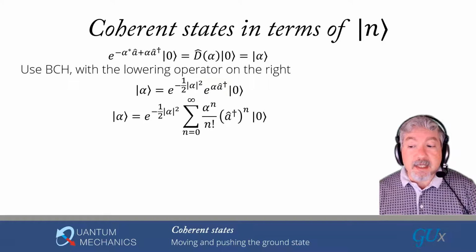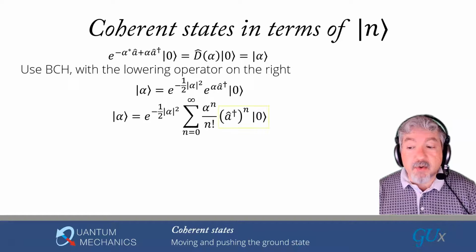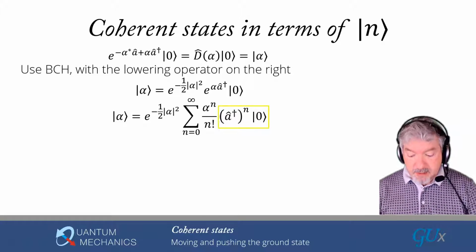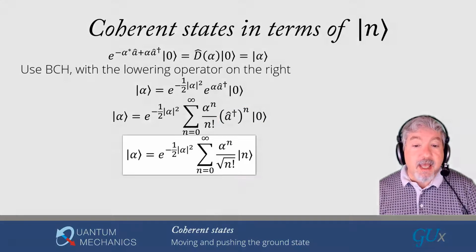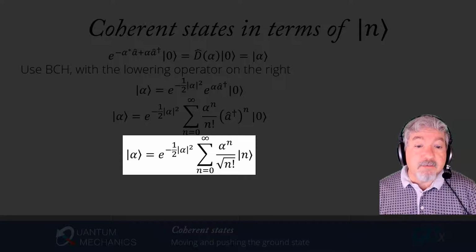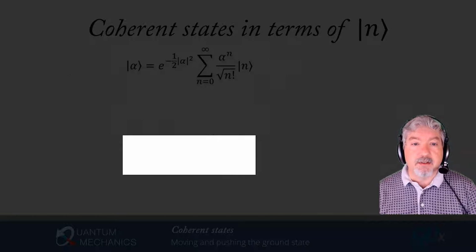And now I'm going to recognize that if I borrow a 1 over square root of n factorial times that a dagger raised to the nth power, I get the nth energy eigenstate. So I can replace that by the nth energy eigenstate. And now we have our representation of the coherent state in terms of the energy eigenstates. It's an infinite sum, but this form is actually very useful for doing a number of different kinds of calculations.